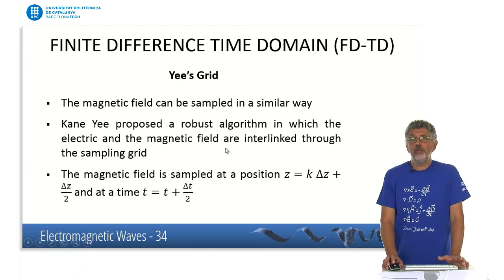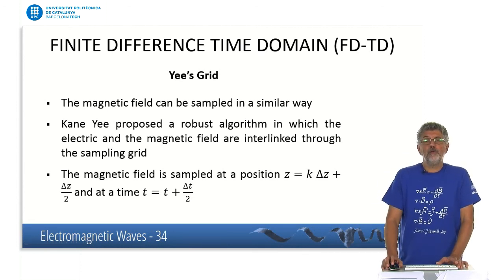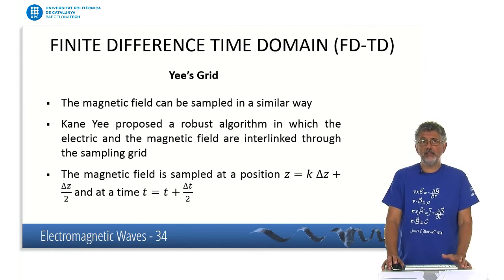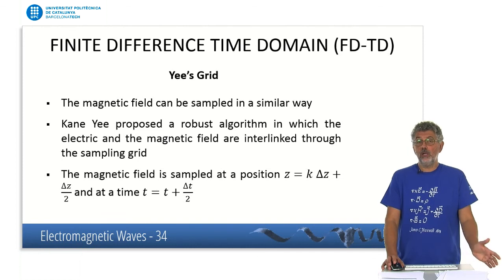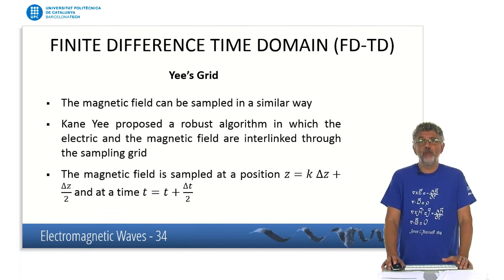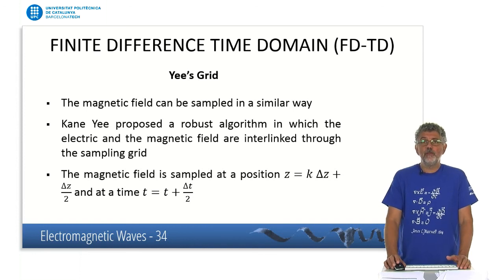Well, we can do a similar thing for the magnetic field, but for that we're going to use what is known as the Yee grid. The Yee grid has its name after Kane Yee. We proposed a robust FDTD algorithm in which the two fields are interlinked through the sampling grid. We will not sample the magnetic field in the same positions as we are sampling the electric field. Remember that we were sampling the electric field at these positions, k delta z. We're going to sample the magnetic field at positions k delta z plus delta z over 2.